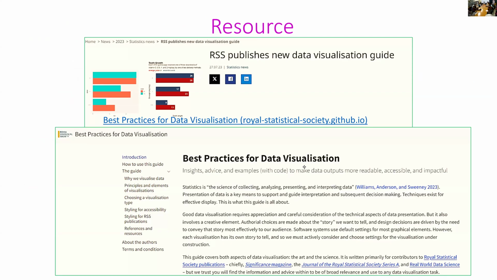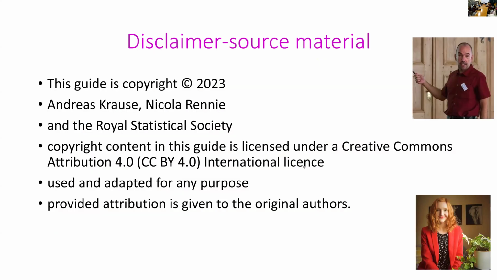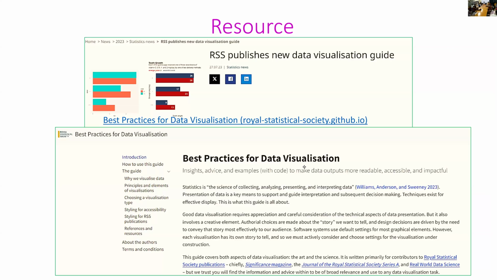So today we have covered why we visualize data. I just want to give you a flavor of why it's important to look at data. From the next time onwards, we're going to look at the principles and elements of visualization. And the last talk will be on choosing applications for data visualization. So many of you are interested, this device is taken from there. And we have to acknowledge these two chaps, Andreas Krause and Nicola Rennie. So the material is from this website.